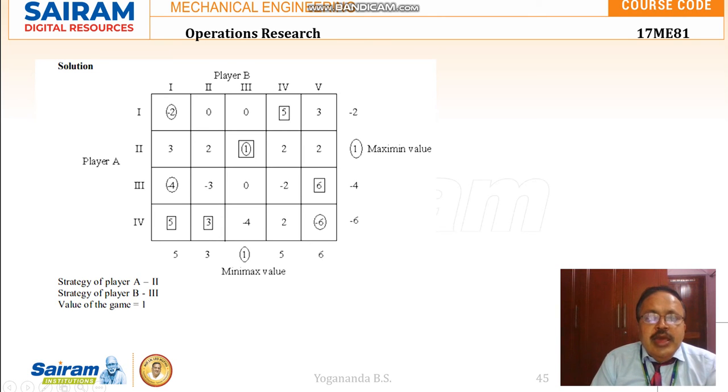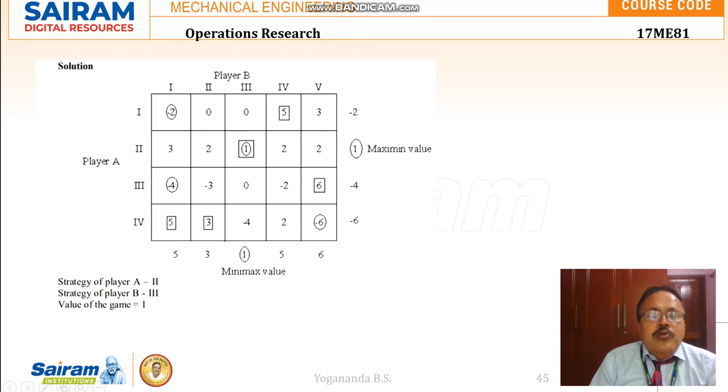Now compare maximin and minimax. If they are equal, we say that a saddle point exists. If maximin is equal to minimax, we say that a saddle point exists. That itself is the value of the game. So the value of the game is 1. It is having a plus sign. That means the game is favorable to player A.